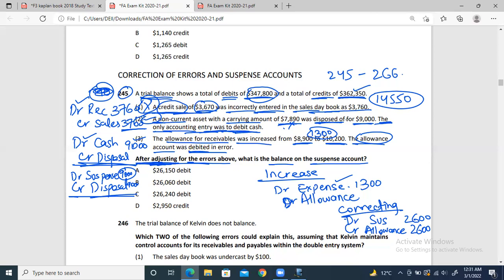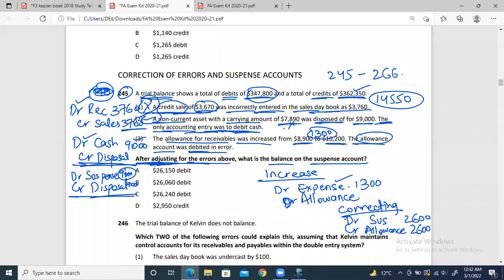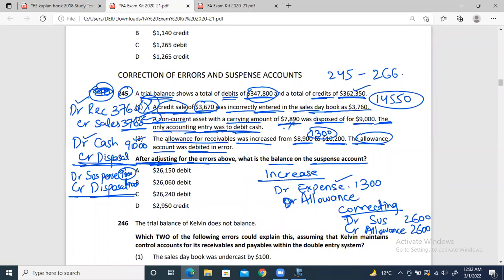There is no need to follow any steps, step 1, 2, 3, that we have studied in the study text. So what we'll do is debit suspense by 2,600. This is error 3. Now we just have to balance this account and find the closing balance. 14,550 plus 9,000 plus 2,600 is 26,150. So over here, the closing balance will also be 26,150. So I think option A is correct. Yes, it's correct over here.